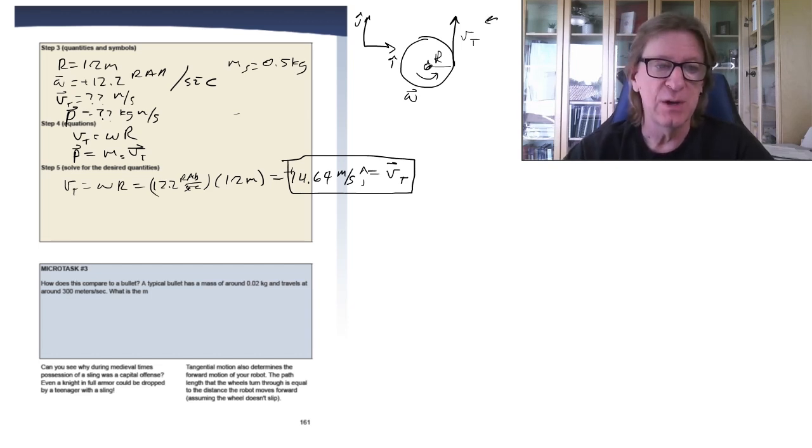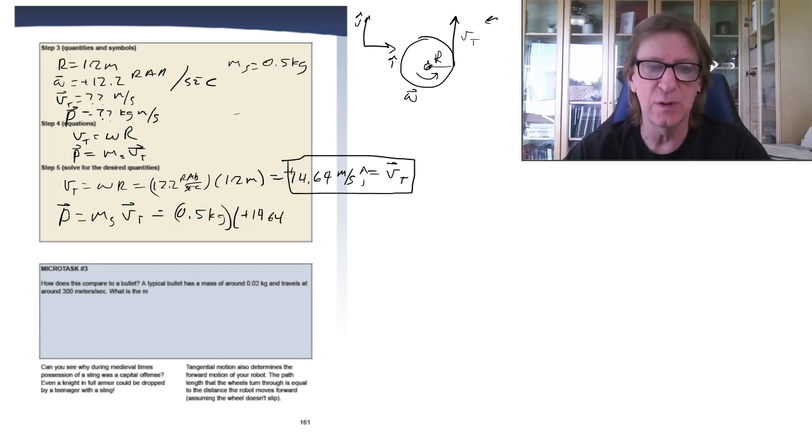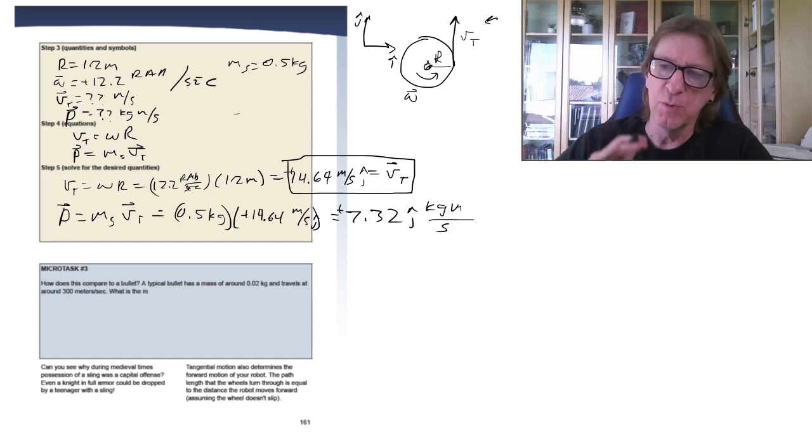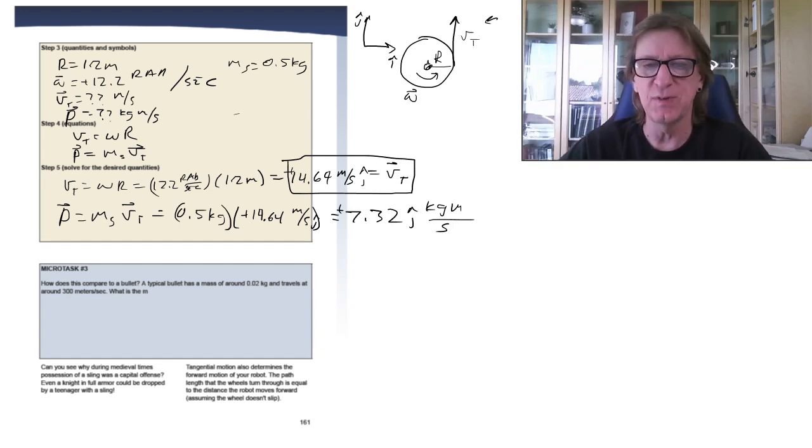But I couldn't decide on that sign in the direction until I actually looked at my picture here and figured it out from there. All right, so my momentum then is the mass of the stone times the tangential velocity vector. And that's going to be just 0.5 kilograms times positive 14.64 meters per second in the J hat direction. So we multiply by 0.5 and we get 7.32 positive J hat kilogram meters per second. So our momentum is obviously going to be in this J hat direction we've defined as well.